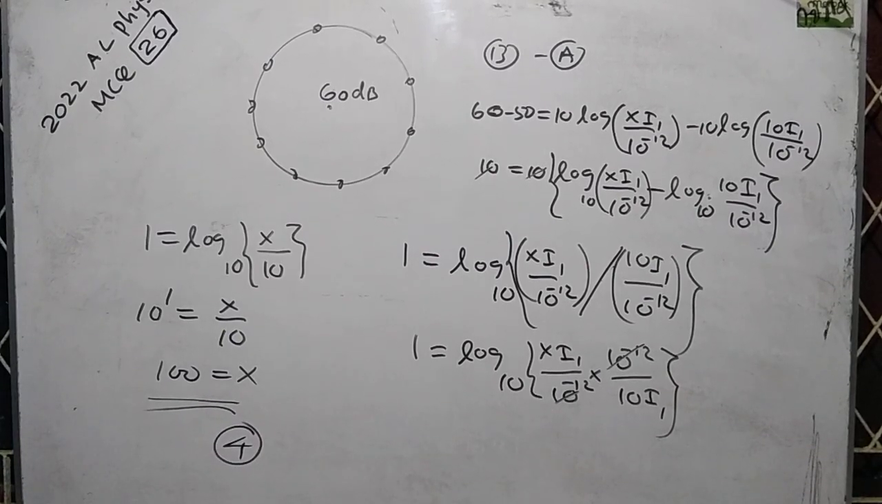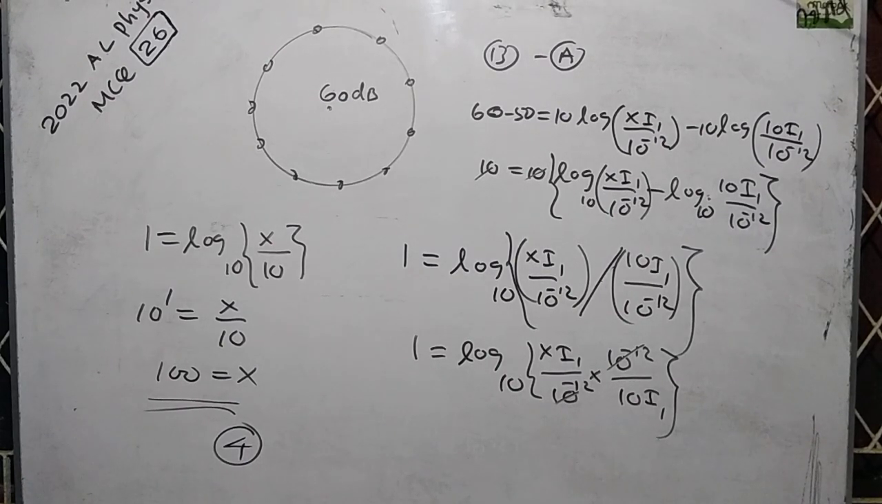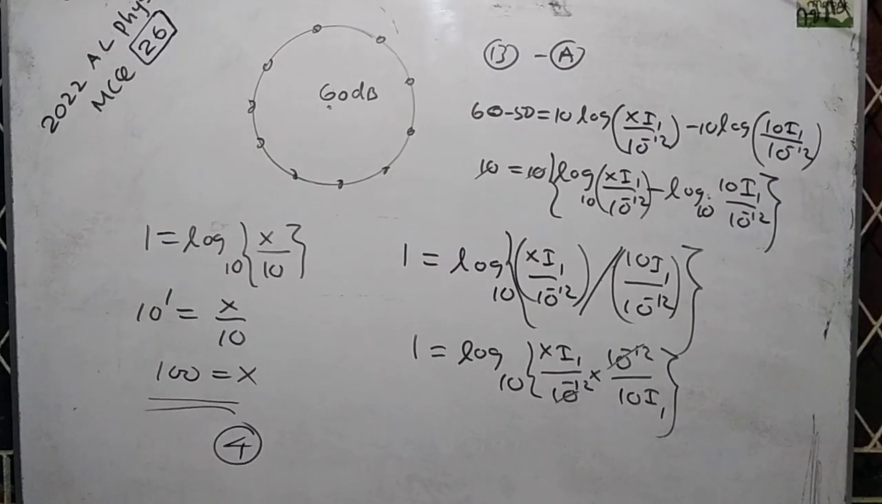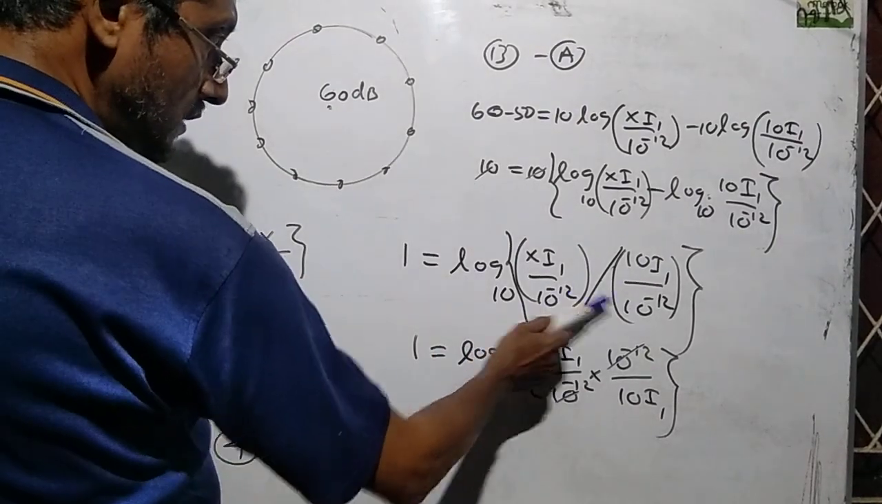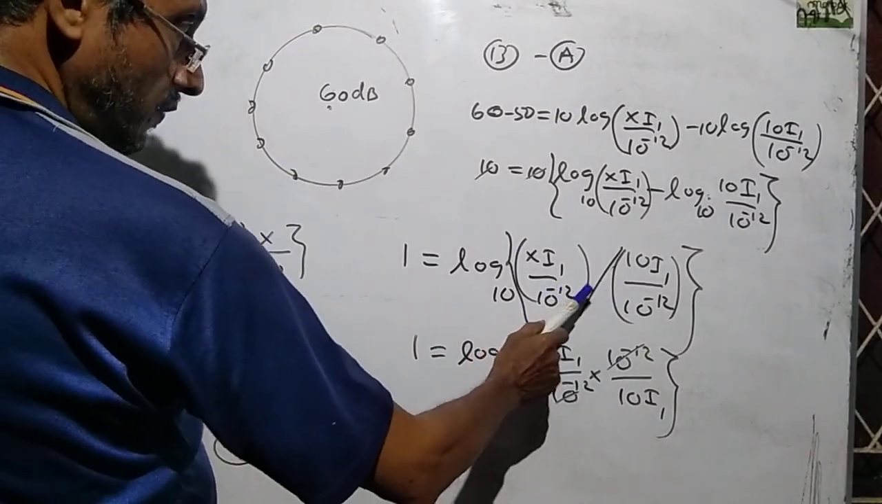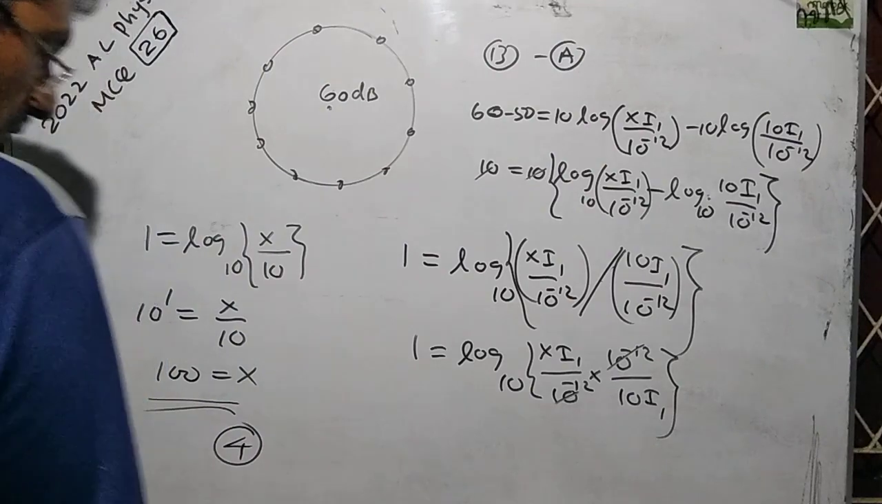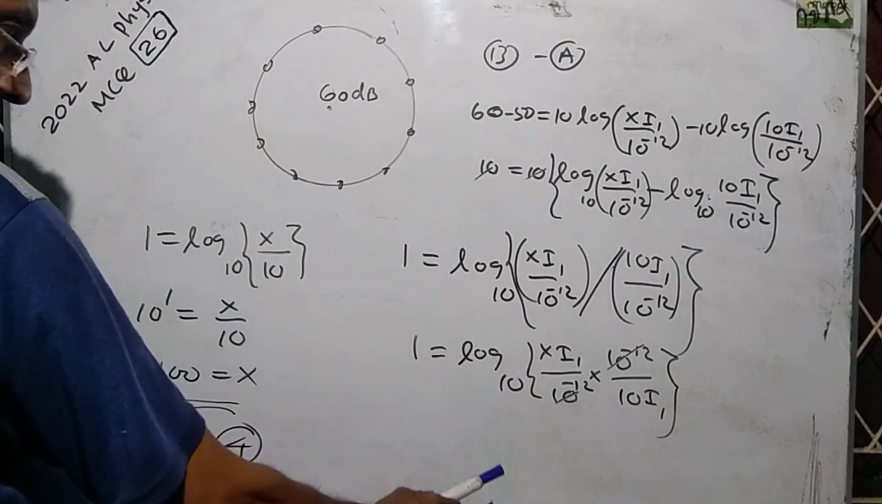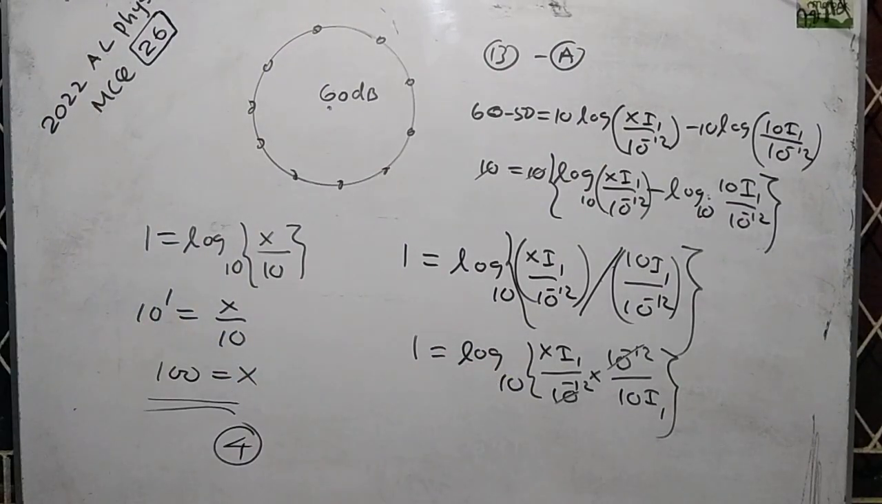I solved in a lengthy method, but you can solve in an easier method. You can solve this type of equation by reducing steps. We can reduce these steps and do it very easily. Therefore, you can reduce these steps and take the answer.